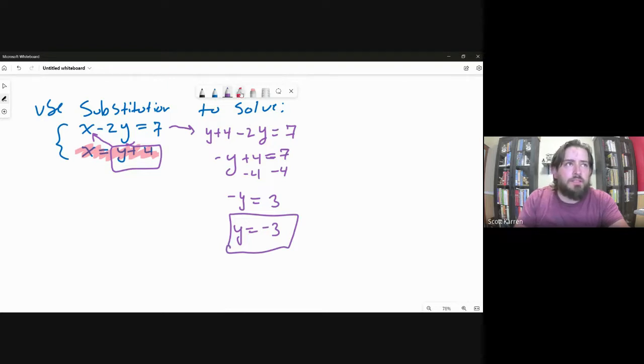Now that I know y is -3, I'm going to take that value and plant it into any one of the equations. It doesn't matter. I'm going to plug it into there. So this will give me x equals y, which I know is -3, plus 4. And so x is equal to 1. So I have my solution. It's the ordered pair 1, -3.